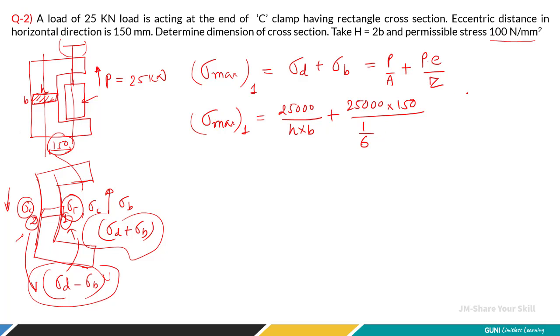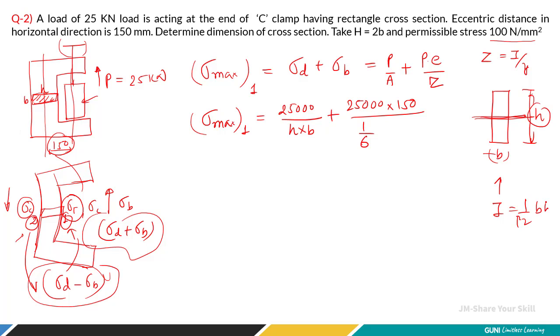Let me explain what section modulus Z is. It's the ratio of moment of inertia divided by maximum distance. In our case it is a rectangular section and the load is acting in the upward direction, hence it is trying to bend in this way, right? So this is our reference axis. Now we are keeping the height dimension in the upward direction and the width dimension in the horizontal direction. So we have to take moment of inertia I equal to 1 by 12 b h cube. Now let's calculate Z. Z is the ratio of I by y.